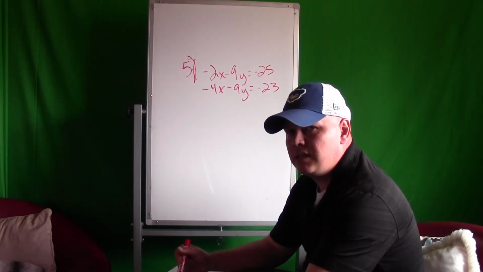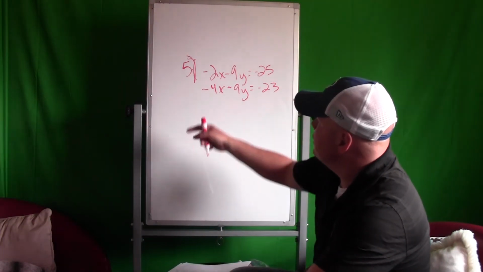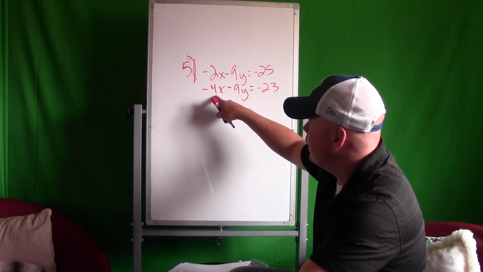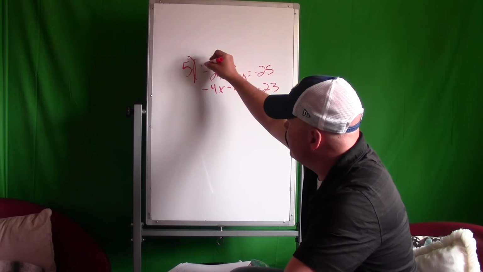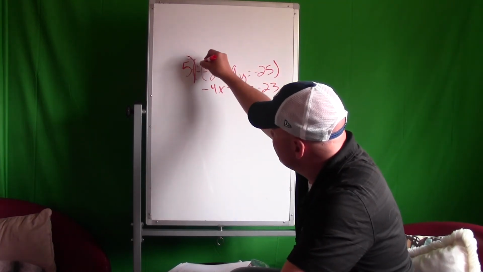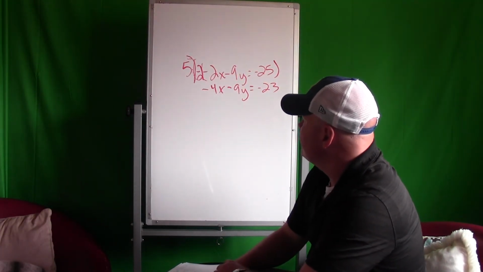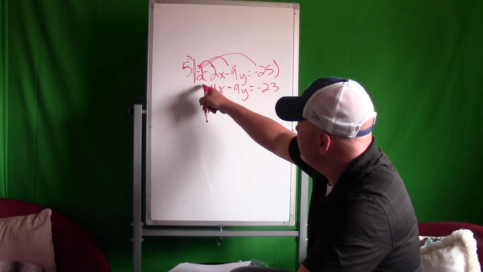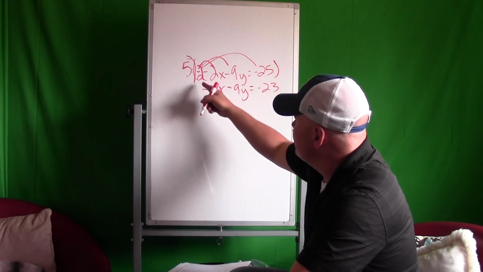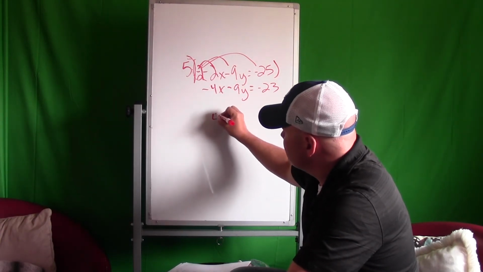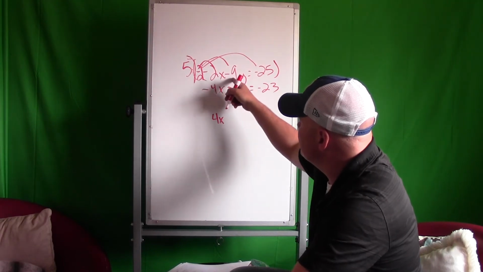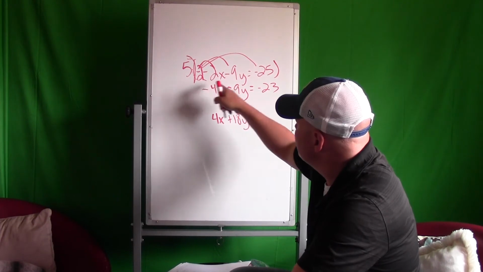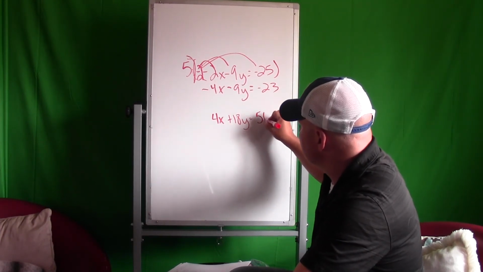I'm going to choose my x's just because it's easy for me to get this negative 2 to turn into a positive 4, so it's the opposite of this negative 4. And to do that, I just multiply everything by negative 2. Okay? So I'm going to distribute that in, and then I'm going to rewrite this now that I've scaled it. Negative 2 times negative 2 is a positive 4x. Negative 2 times negative 9 is a positive 18y. And negative 2 times negative 25 is a positive 50.